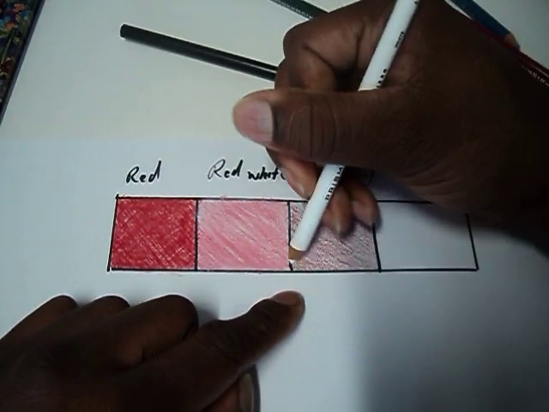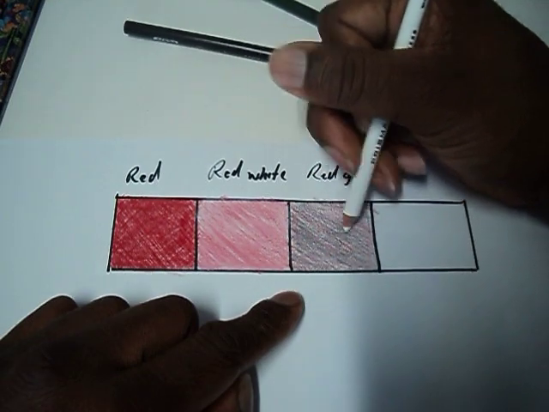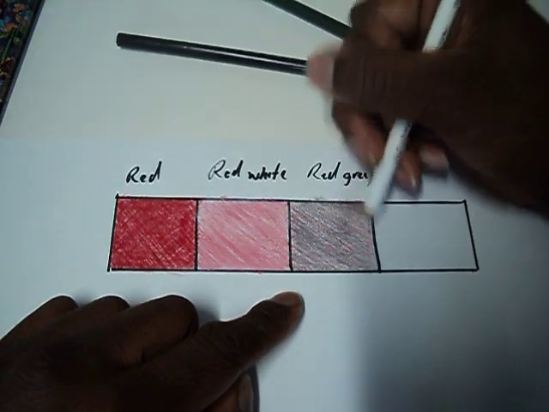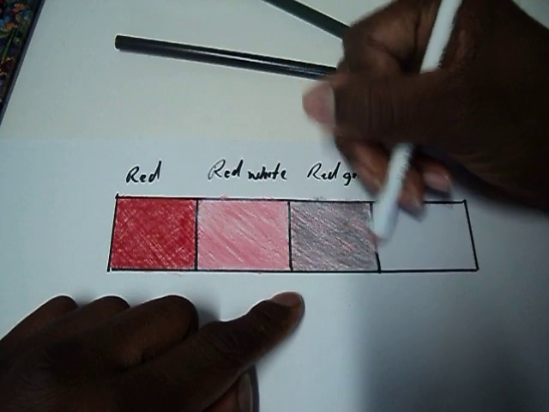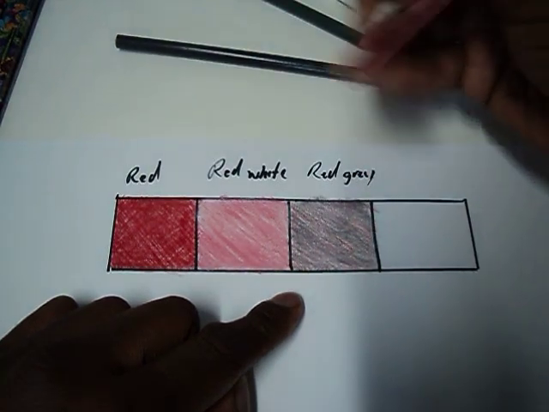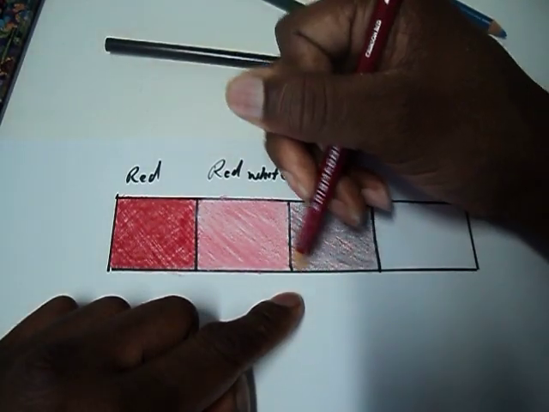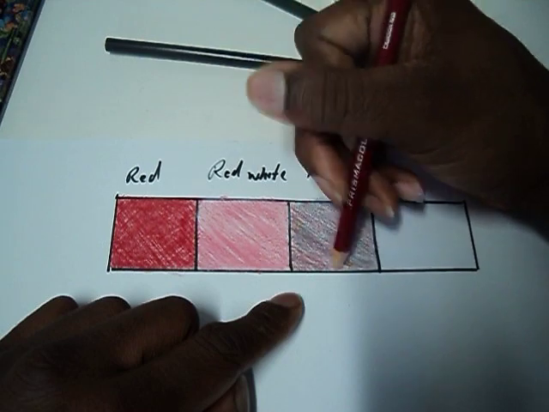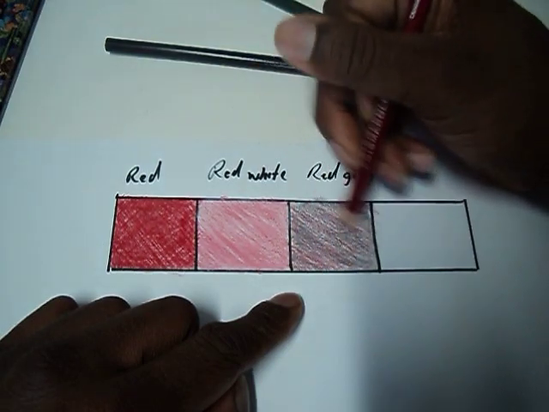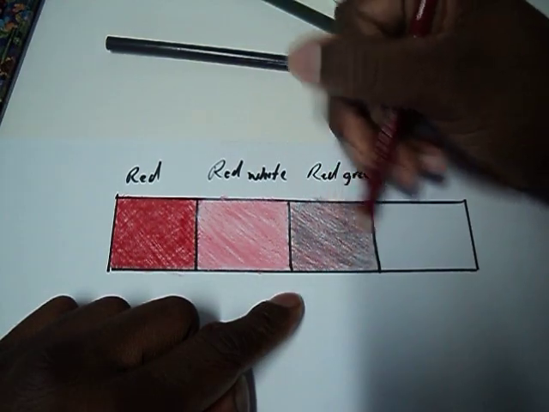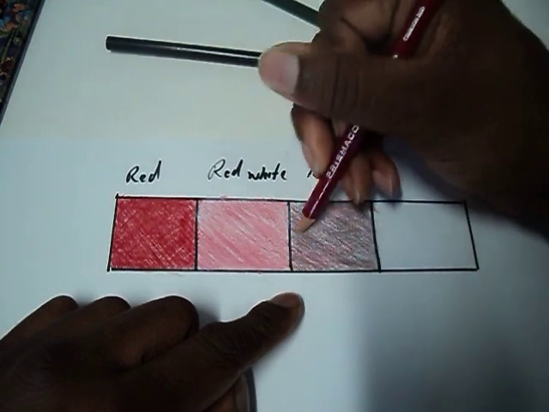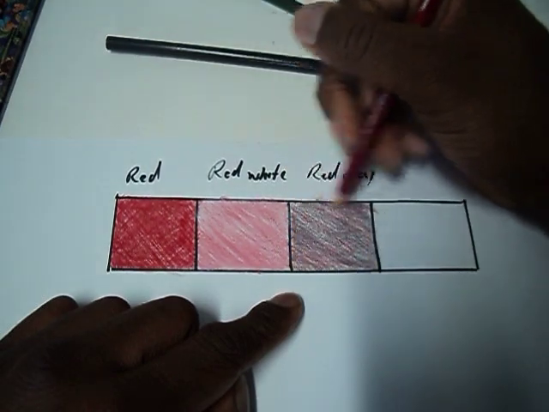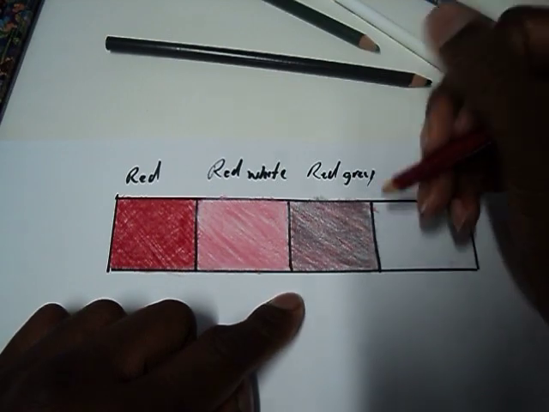Go back and put some more white on top. That's definitely going to make it turn gray. Put some more red. And you may have to do this several times to get the shade you want. There you go.